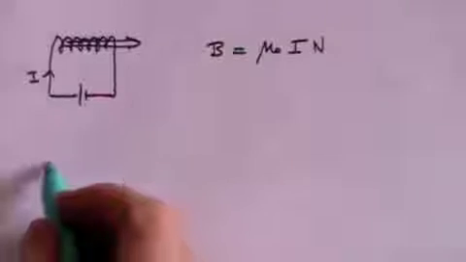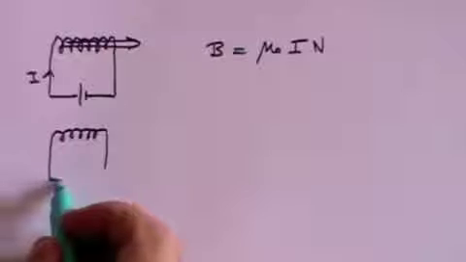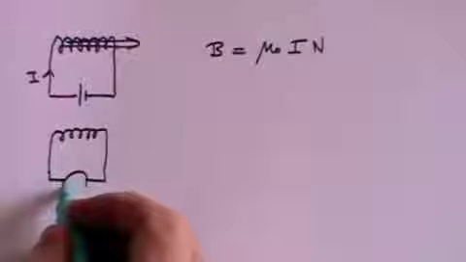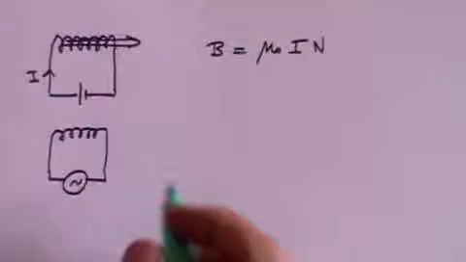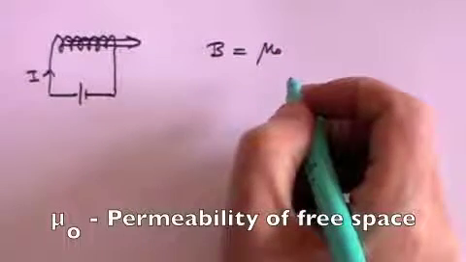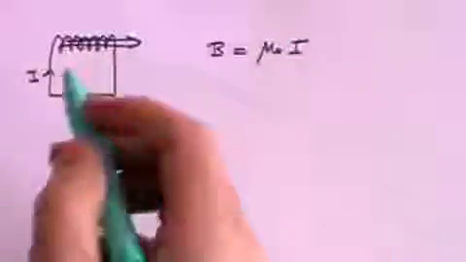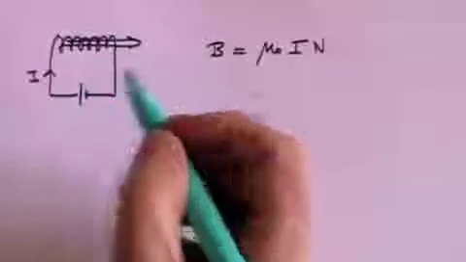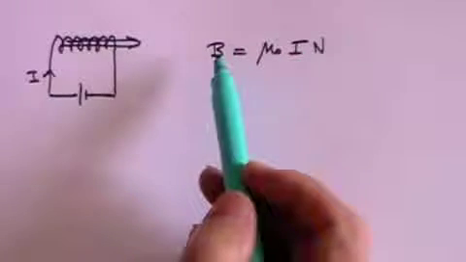If on the other hand you have exactly the same setup, but this time instead of using a battery to generate a direct current and an unchanging one, this time you have an alternating current source, then what will change is the magnetic field. B equals μ0, which is the permeability of free space, multiplied by the current that's going through the wire, multiplied by the number of turns in the solenoid. So you can see from that if you change the current, you change the magnetic field.